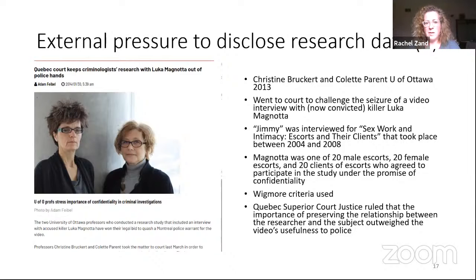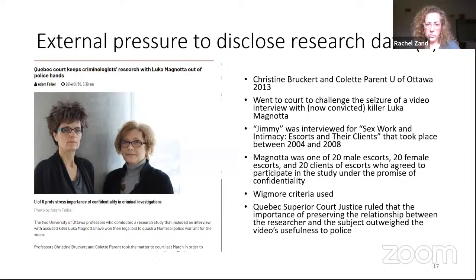So these two researchers had to go to court to challenge the seizure. Police had actually gone into the University of Ottawa, and I have a colleague there in the ethics office who saw this. They physically went into the U of O and seized the videotape. And these two researchers had to go in front of the courts to fight to have the video recording taken back so that it wouldn't be seen by the court.